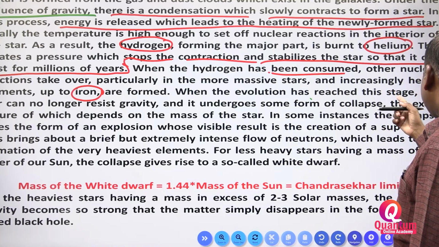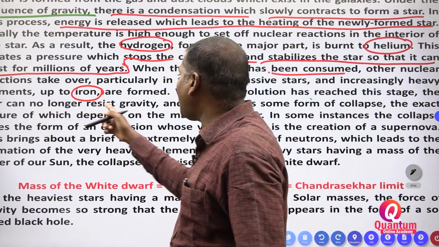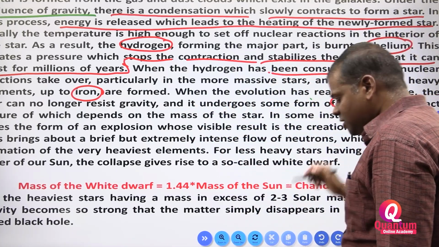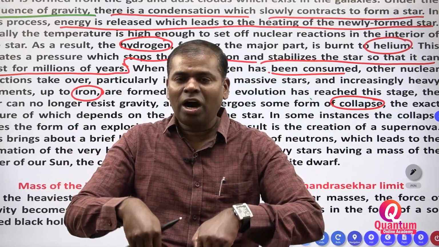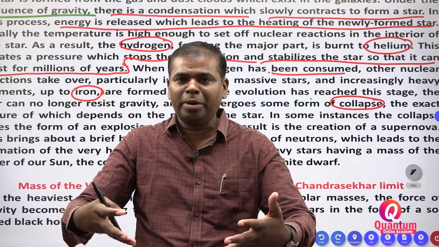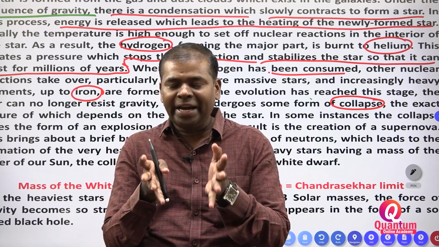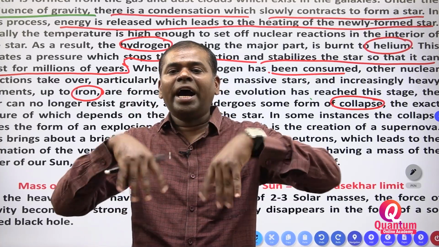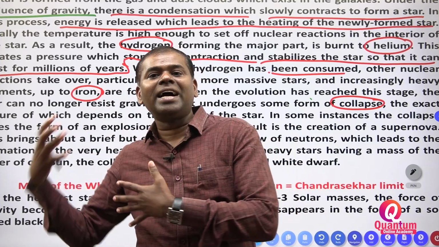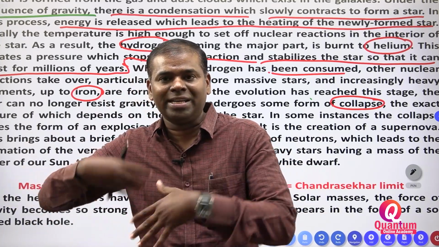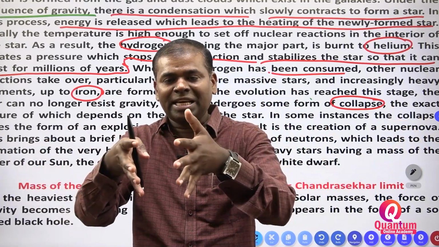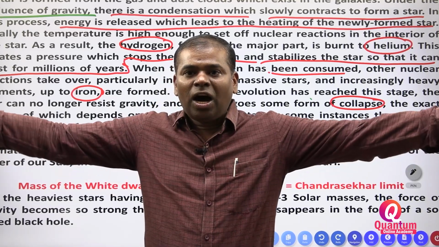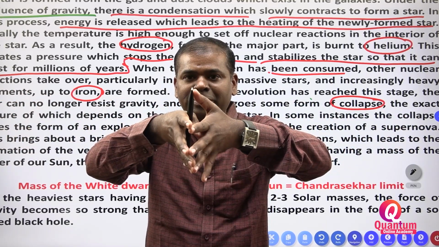When the evolution has reached this stage, the star can no longer resist gravity and it undergoes some form of collapse. So if it collapses, the star or whatever it may be, some brightness part consists of iron. Why does it consist of iron? Hydrogen is completely consumed, so other elements play the predominant role. Those elements form iron. So now under gravity it collapses. Once it collapses, what will happen?